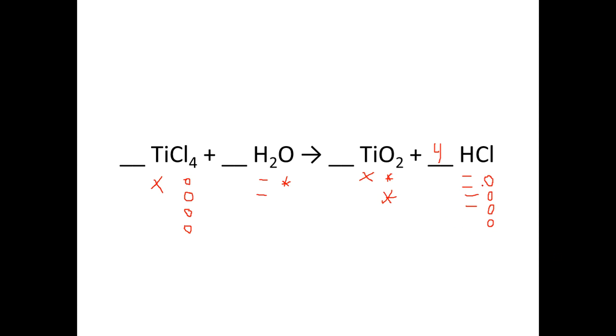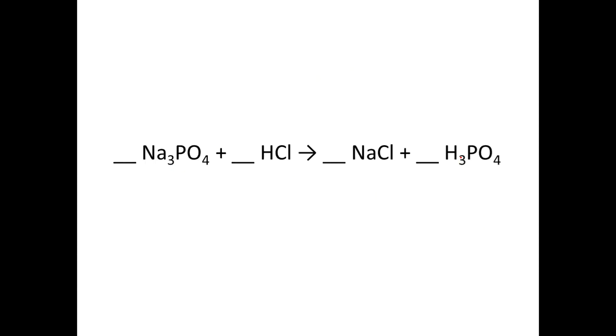But now I've made the hydrogens unbalanced. So I've got 2 on this side, 4 on this side, multiply 2 hydrogens by 2 to give me 4 of them. But this 2 also applies to this oxygen. So now I have 2 oxygens as well. And I'm just going to go ahead and run some inventory really quick to see if everything's good. 1 Ti, okay. 4 chlorines, okay, we're good there. 4 hydrogens, good. 2 oxygens and 2 oxygens. So this is a perfectly balanced equation. TiCl4 plus 2H2O produces TiO2 plus 4HCl. Perfectly balanced.